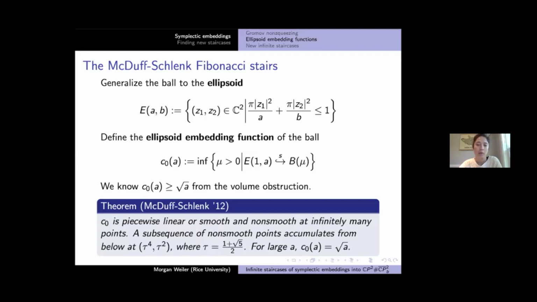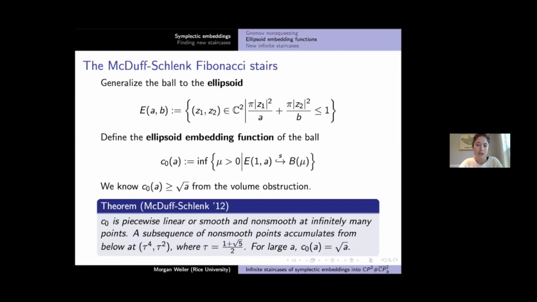And we define the ellipsoid embedding function to be the function that sends numbers a greater than or equal to 1 to the infimum of mu greater than 0 such that the ellipsoid E(1,a) symplectically embeds into the ball of area mu. And we know from the volume obstruction, if you take the inequality that the volume of the ellipsoid has to be at most the volume of the ball, then you get that c_0 of a is greater than or equal to root a.